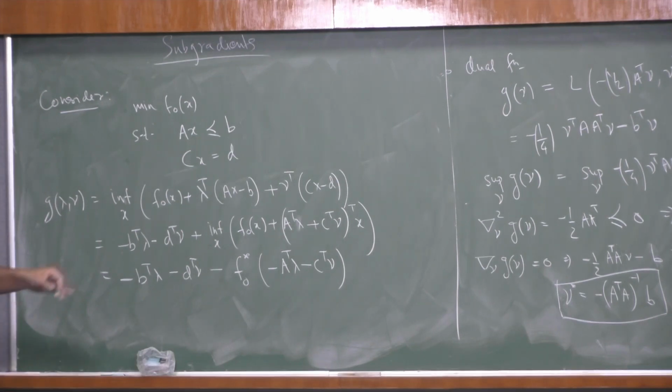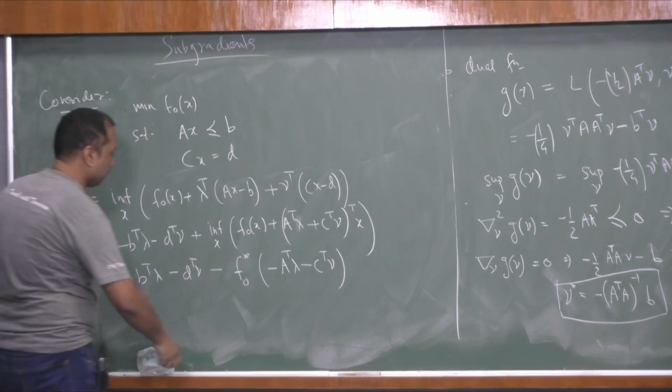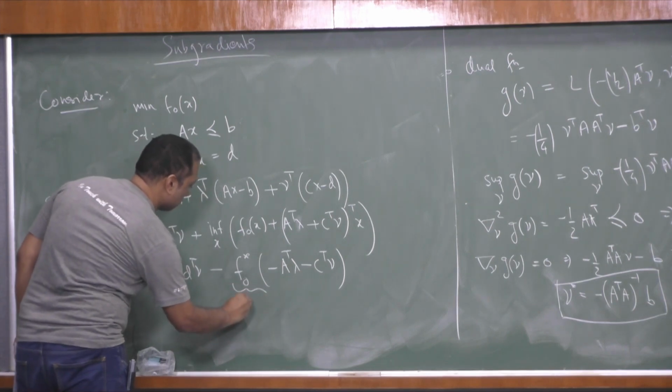Okay, so all of you are fine with that? I did the rearrangement like I did before, and this is how I bring in the conjugates, right?